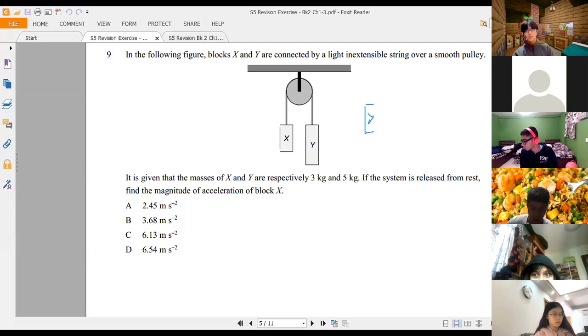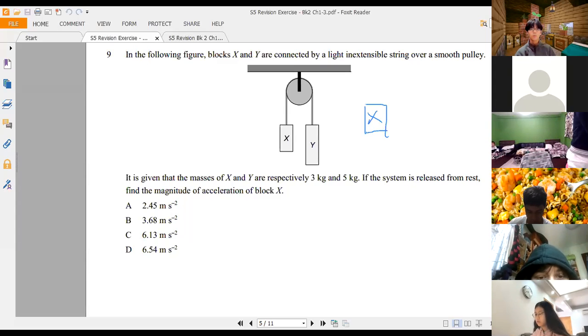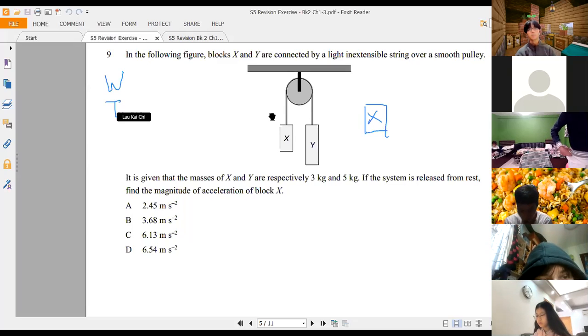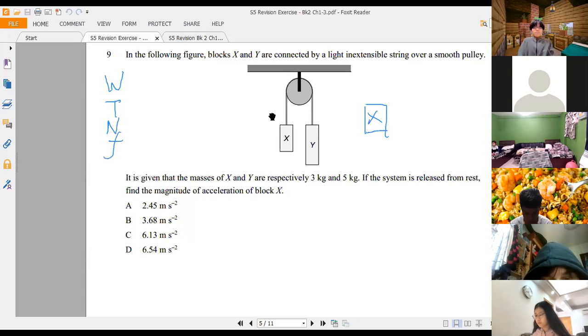Can you tell me how many forces are acting on X? Now I give you hints. This is what we have learned: weight, tension, normal reaction, and friction. Come on, now just answer me one by one. Is there weight acting on X? Yes, good. Because it has a mass, right? So the weight is always pointing downward.